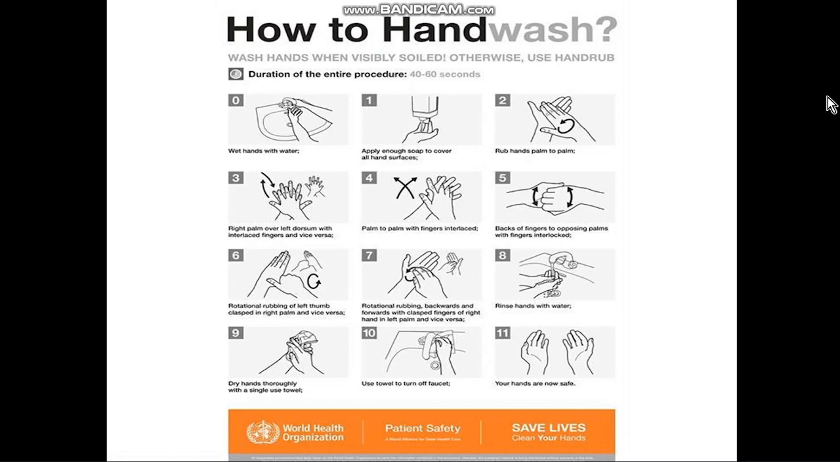We should not rub vigorously while drying our hands with a towel or paper towel, because that might cause abrasions and it might increase the chance of colonization by the transient flora, right? And use the towel to turn off the faucet of the tap. Now your hands are safe.